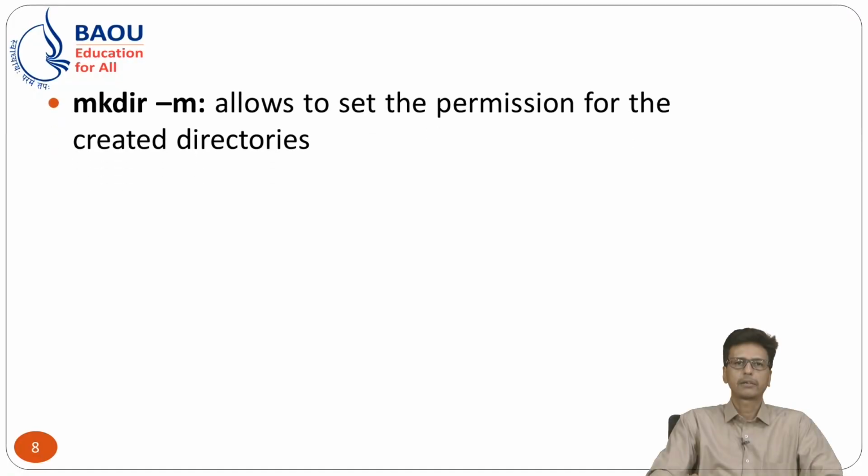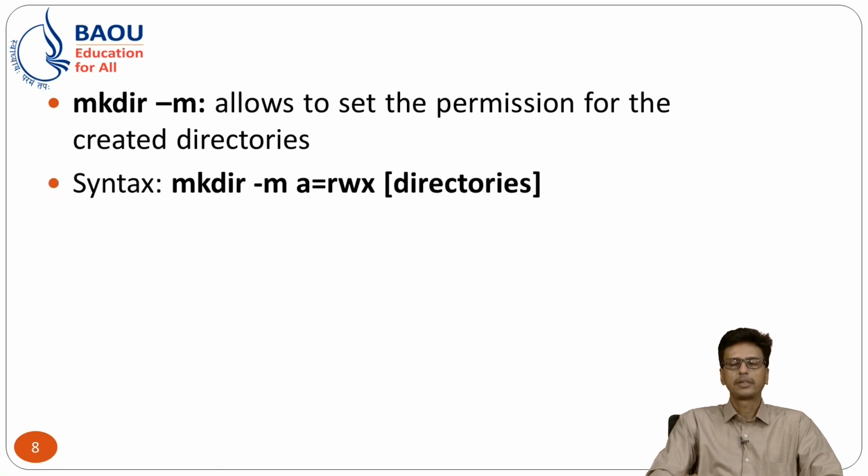Now mkdir with the m option. The m option can be used to set the permission of the created directory. So whenever you are creating a directory, some default permissions are assigned to that particular directory. As you are already aware, there are basically 3 basic types of permissions: read, write and execute permission.